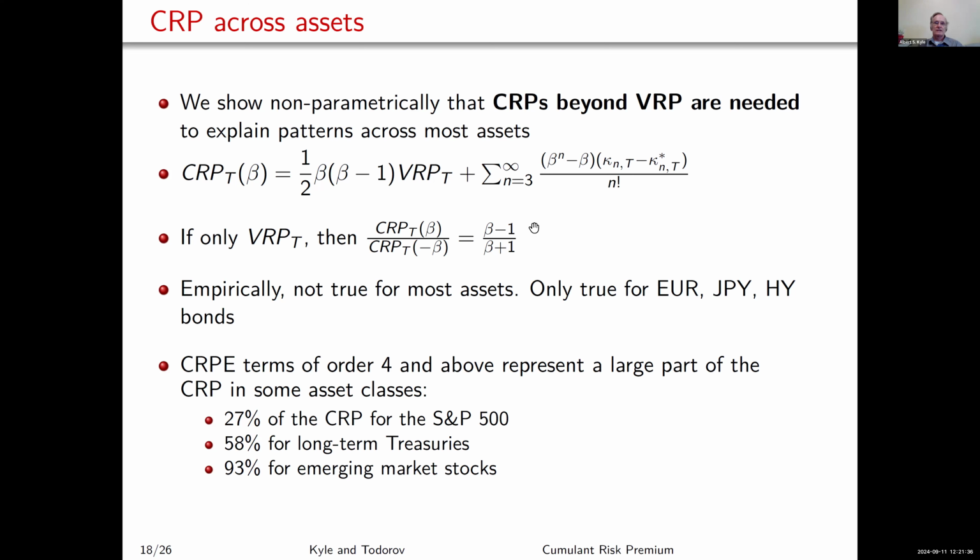So for most assets, we think that the cumulant risk premiums beyond the variance risk premium are important. Let's see if I can say this right. It says empirically not true for most assets, but I think what we're saying is that the variance risk premium is what matters for the Euro, Japanese yen, and so forth, but not for other types of assets. And the cumulant risk premium terms of 4 and above represent a large part of the cumulative risk premium for some of the assets.